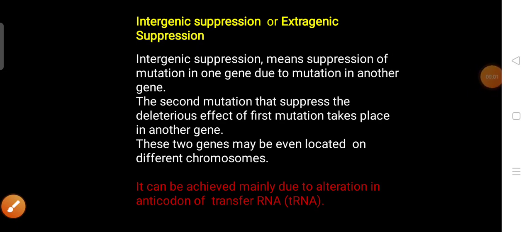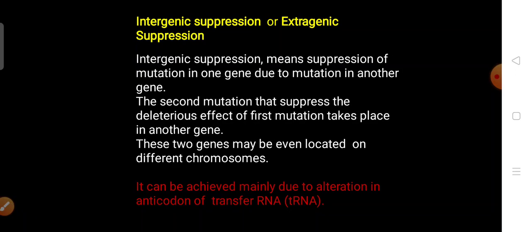Good afternoon, students. Today we are going to discuss intergenic separation, also called extragenic separation. In the last lecture we discussed genetic separation, that is, true reversion or back mutation, and then we studied intragenic separation, where the suppressor mutation or the second mutation takes place in the same gene where the first mutation has taken place, and it suppresses the effect of the first mutation.